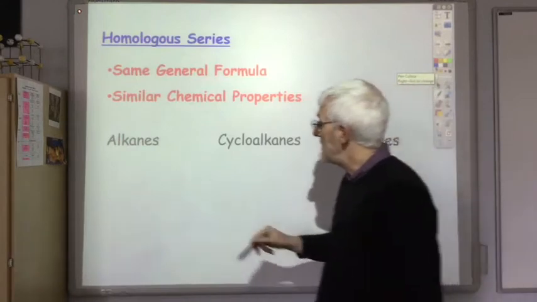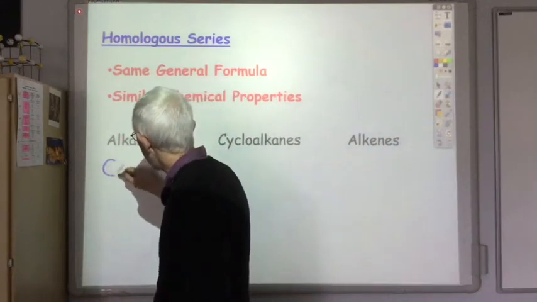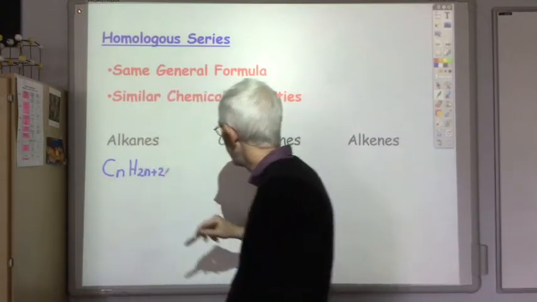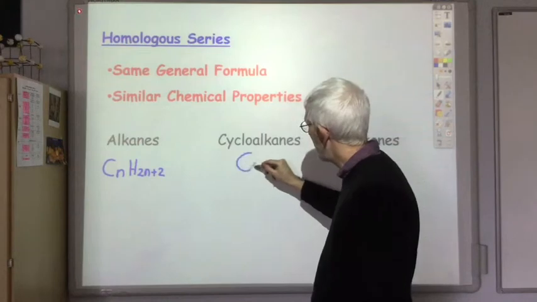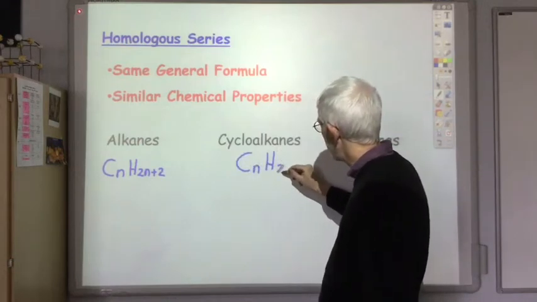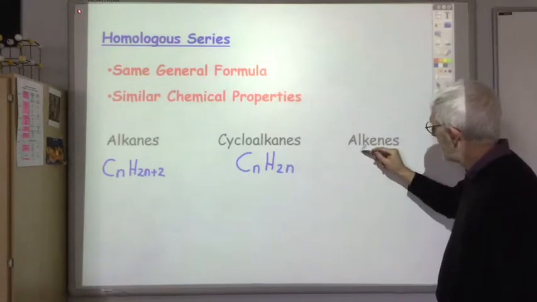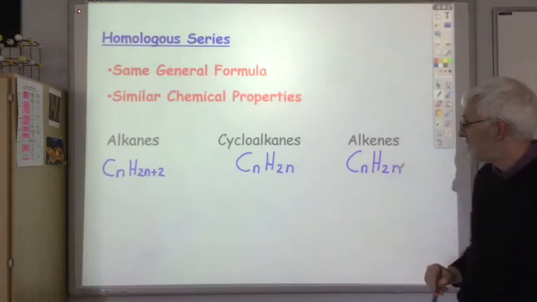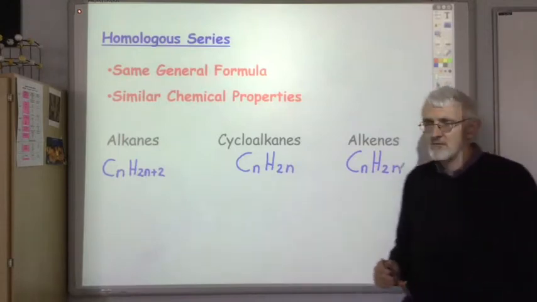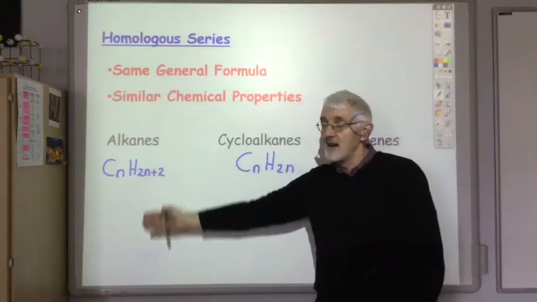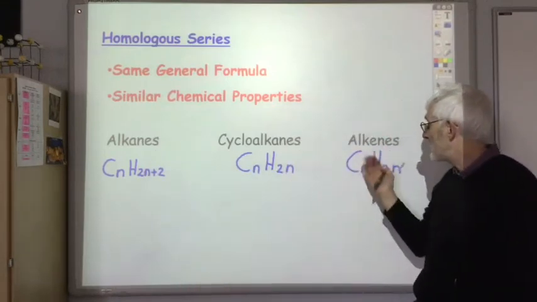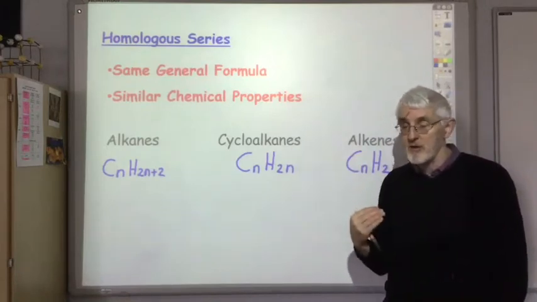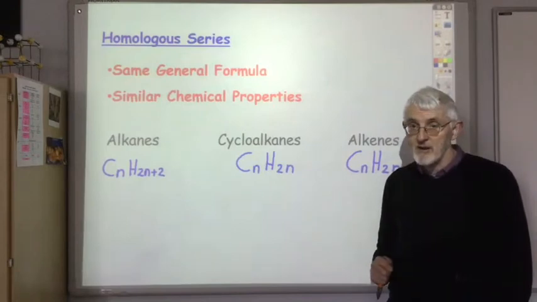So alkanes have all members of the alkanes have the general formula CnH2n plus 2. Cycloalkanes all have the general formula CnH2n, and all members of the alkenes have the general formula CnH2n. So it's perfectly obvious from that why alkanes are a different homologous series from cycloalkanes and alkenes. But why are cycloalkanes and alkenes not in the same homologous series? Because they have the same general formula.